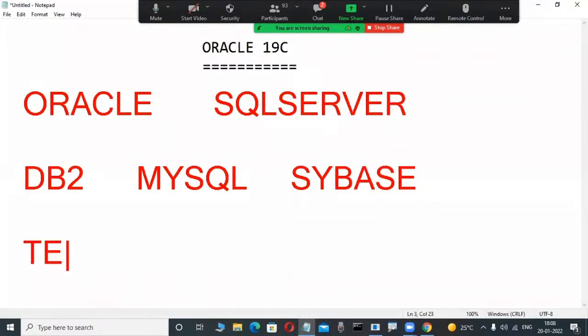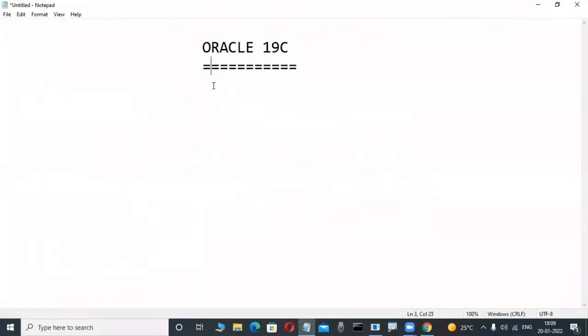Again, Teradata. Maybe many data warehousing application programmers have an idea. Teradata is a database product from NCR Corporation. SQLite is a database product. Like this, so many database products are there from different companies. That's why Oracle is always one of the popular database products. Okay, fine.